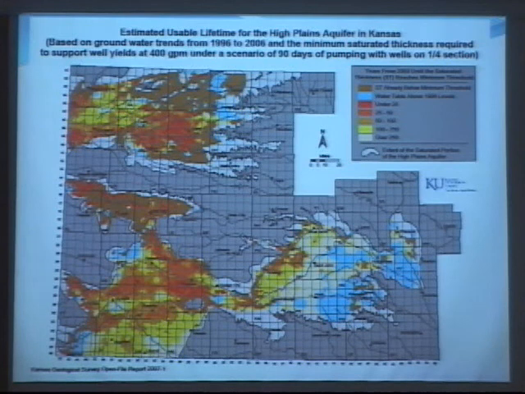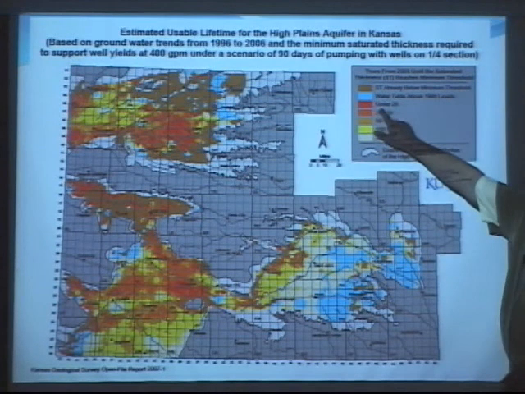And we can kind of look at the status of where we are now. Okay, this map is the estimated usable lifetime of the High Plains Aquifer in Kansas, and it's based upon being able to get 400 gallons a minute from a well for a quarter section. And that's considered sort of the low end of being enough to have some feasible irrigation. You drop below that, it's not practical to do a whole circle.